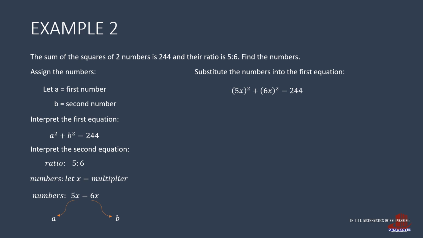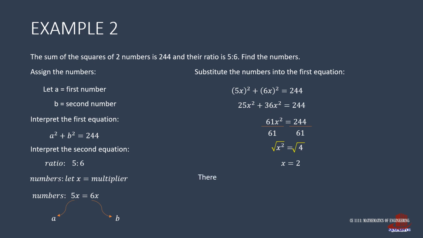A squared is now the square of 5x. B squared is the square of 6x. Add them and equate them to 244. By simplification, we get 25x squared plus 36x squared as 244. Add similar terms and get 61x squared as equal to 244. x squared is isolated by dividing everything by 61, which results in x squared as 4. Then extract x by taking the roots, leading to x as 2.